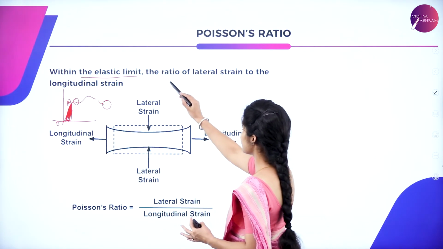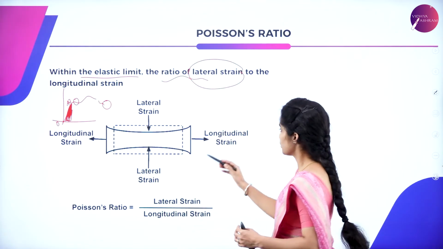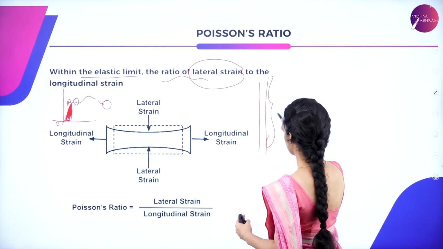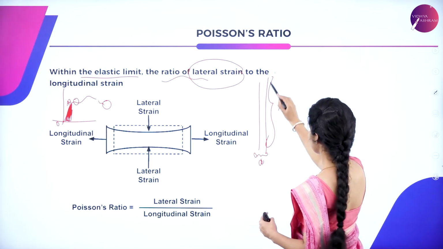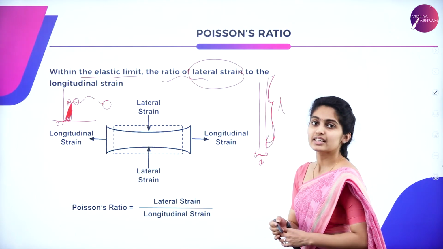So within that elastic limit, the ratio of lateral strain to longitudinal strain. Suppose you consider a wire. This can be said as length and this can be said as the diameter. So this length is termed as longitudinal and this diameter is termed as lateral.